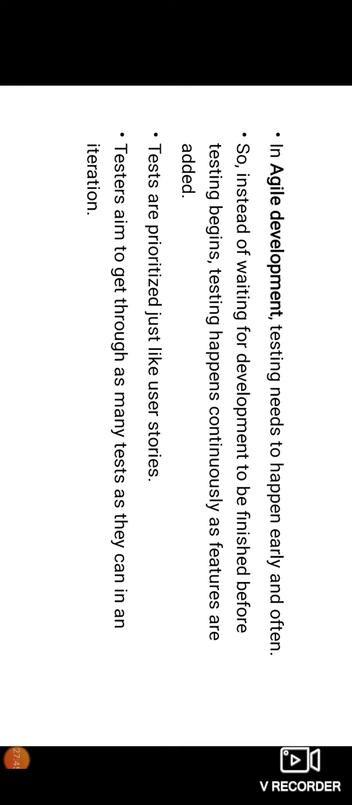So tests are prioritized like user stories. Testers aim to get through as many tests as they can in an iteration. Whatever functionality I'm going to develop, I develop the functionalities of an application according to priority. So the testing of the application's functionality happens simultaneously as they are getting developed, in the case of the agile model.